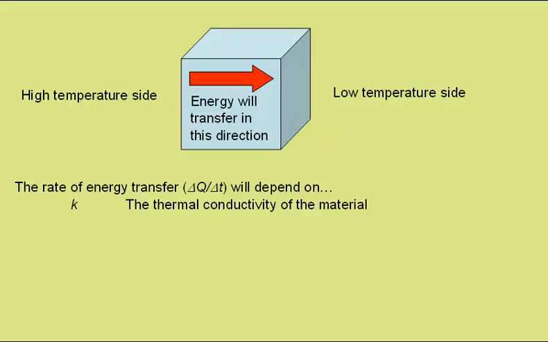It will depend on K, which is the thermal conductivity of the material. Some materials are very good at transferring thermal energy, such as metals, particularly things like copper and aluminium. Some things are very poor at transferring energy, like polystyrene.